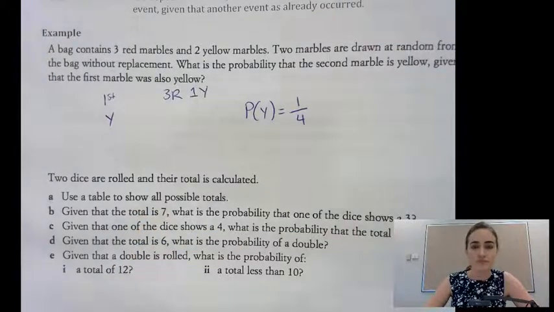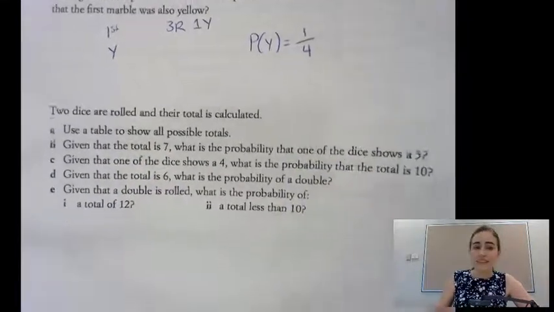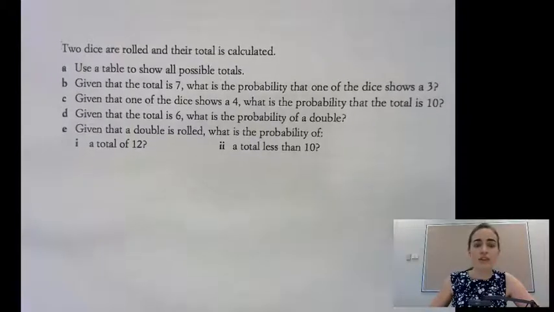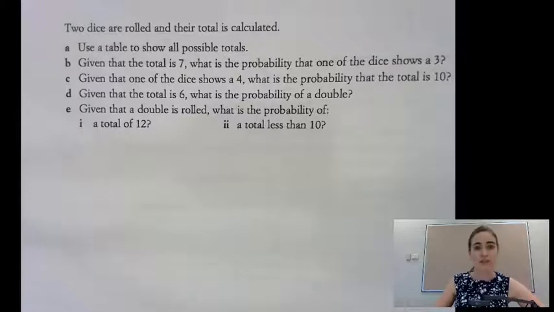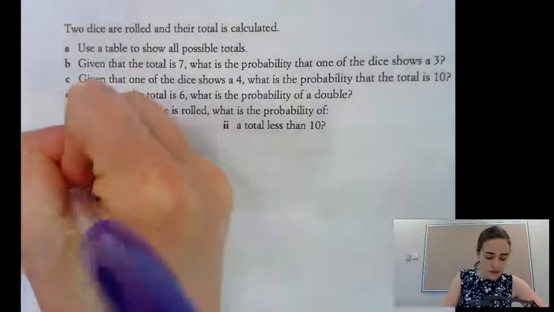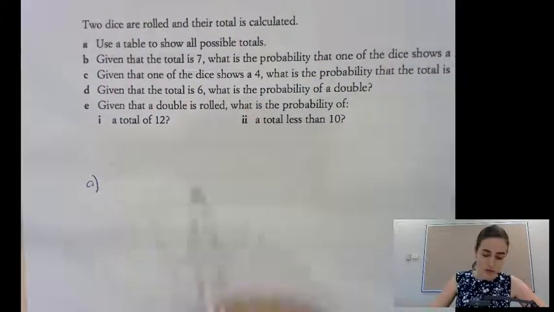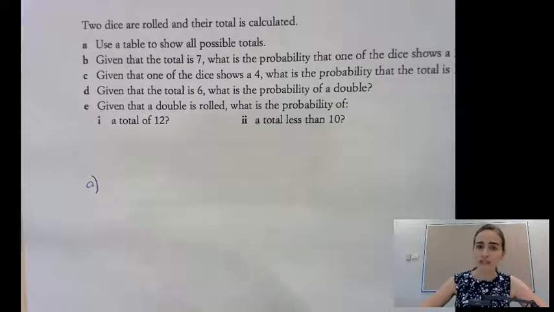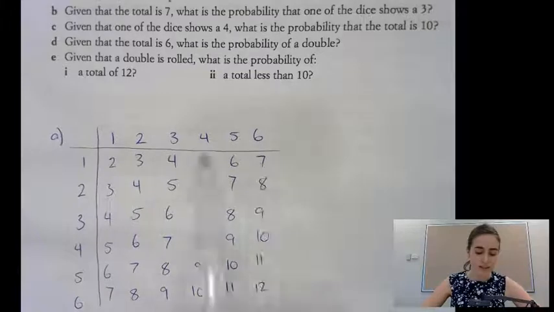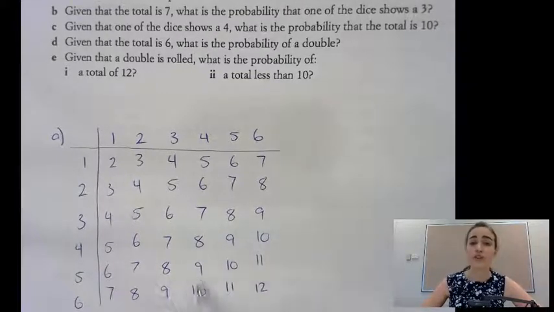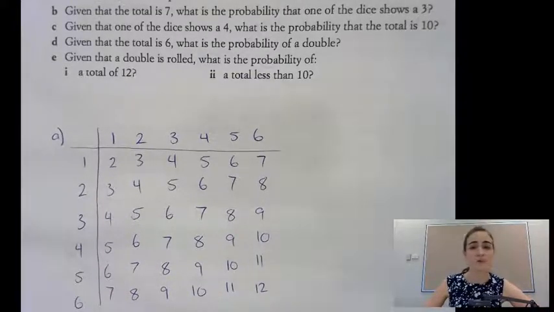All right, our second example says 2 dice are rolled and their total is calculated. Use a table to show all possible values. So we're looking at the sum. I'm going to draw this down here, and I'm going to draw my first die across the top and the second one down the side, and then write in all of their sums. Okay, so I've got my table there, so this is all the possible sums. So there's 36 outcomes in our sample space.